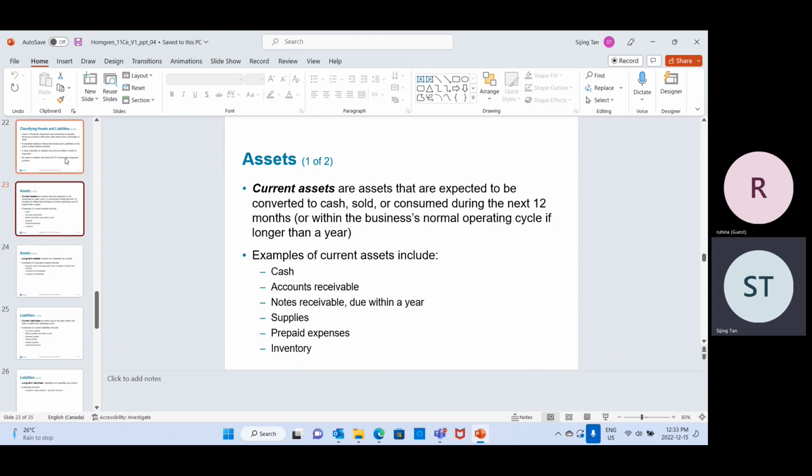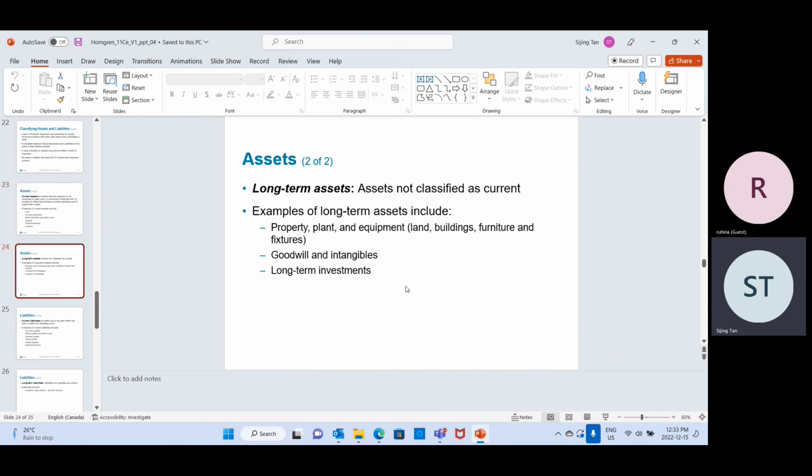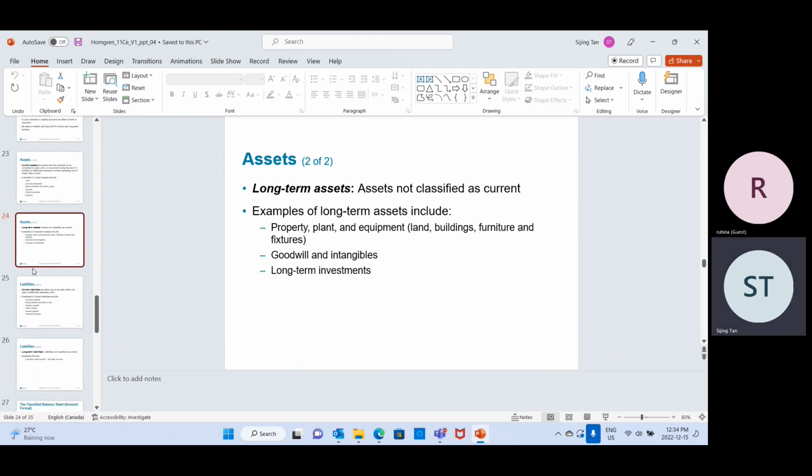Examples for current assets, sorry: cash, accounts receivable, notes receivable within 1 year, supplies, prepaid expenses, inventory. So those are good examples under current assets. Long-term assets are those not classified as current. They include PPE, goodwill, intangibles, long-term investments. Okay. So those are assets.